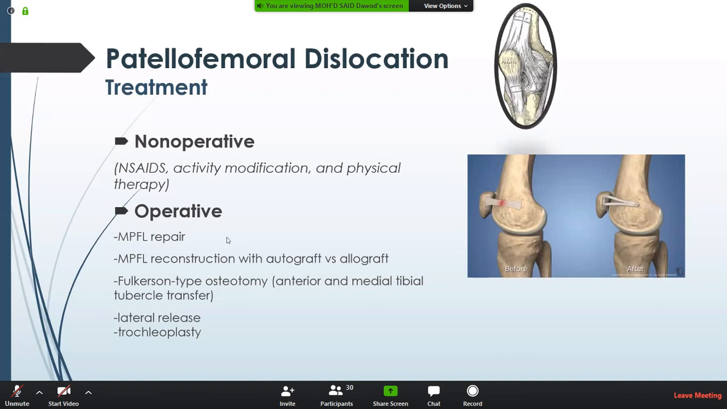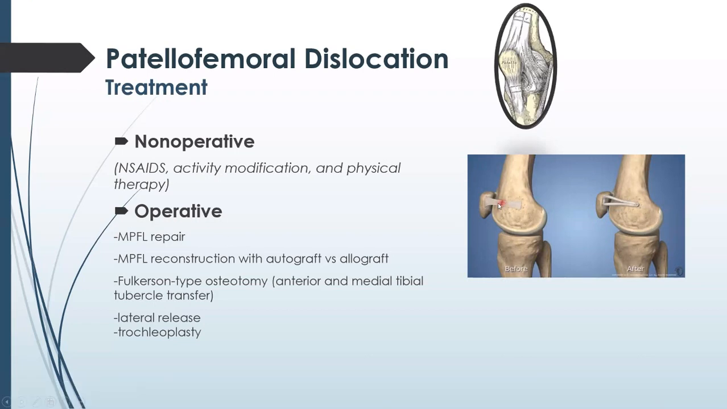The operative treatment for recurrent patellar dislocation, the first one is the MPFL reconstruction, medial patellofemoral ligament reconstruction, or if it is acute, we can do repair, but it's not that good an option. We can do some type of osteotomy. This is called the Fulkerson osteotomy. We do tibial tuberosity transfer, medial and anterior. We can do lateral release and trochleoplasty, some kind of method.